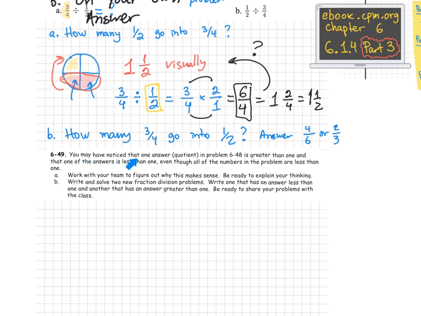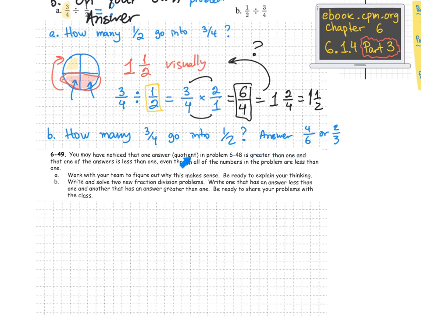You may have noticed that one answer or quotient in problem 48 is greater than 1 and that one answer is less than 1, even though all of the numbers in the problem are less than 1. Work with your team to figure out why this makes sense. Be ready to explain your thinking. So right now they're telling us to think back to our problems. You did one with me, problem A, and you had to do one on your own, example B, and I just revealed the answer a little bit.